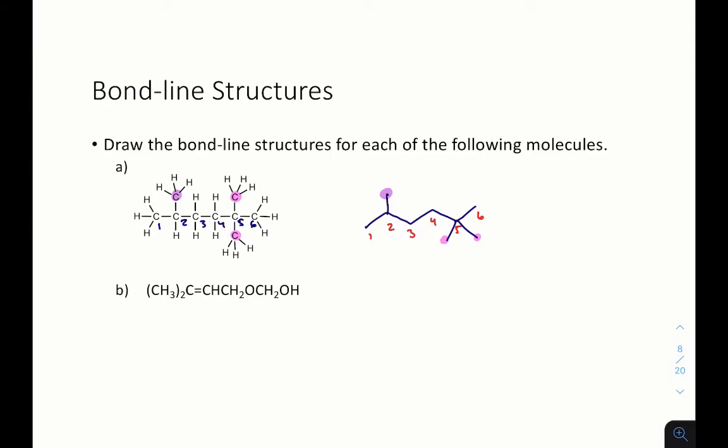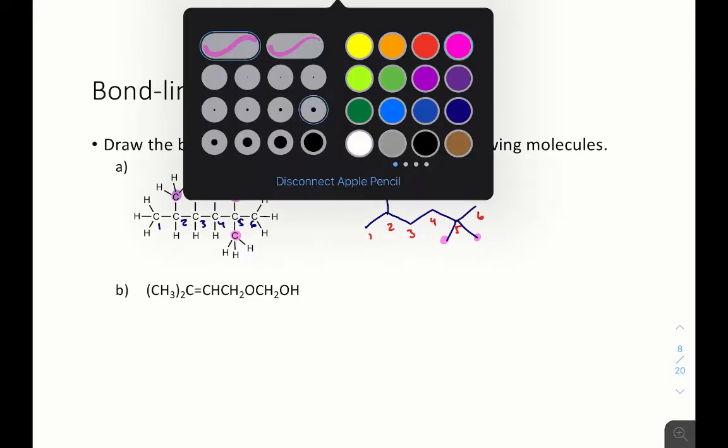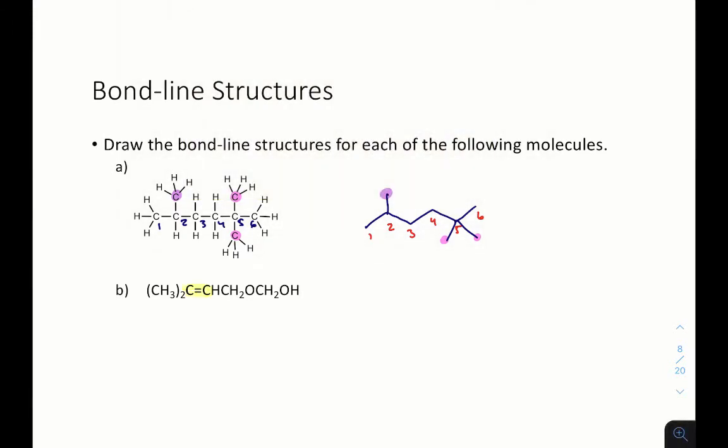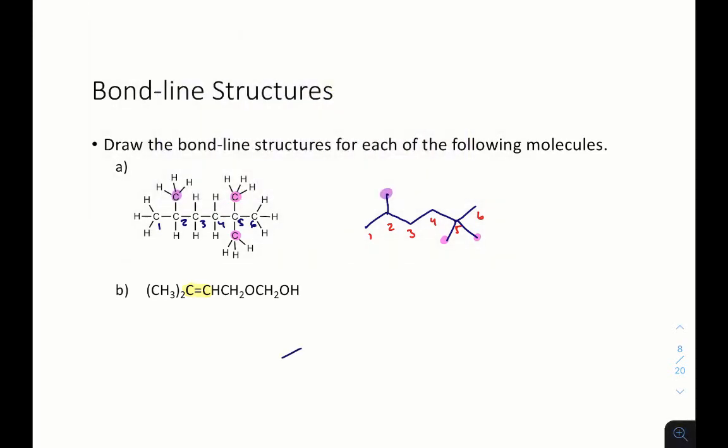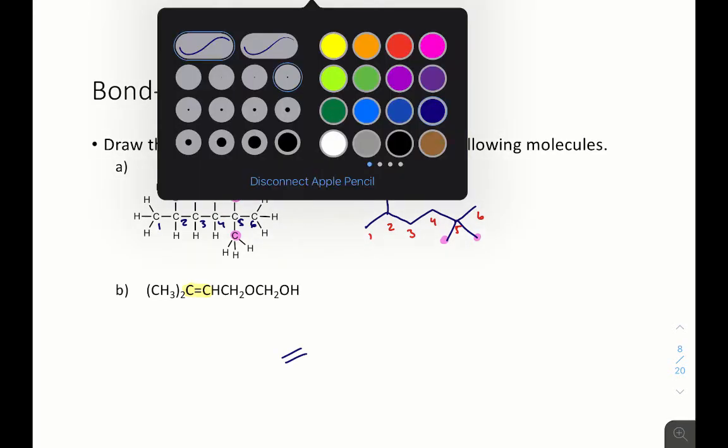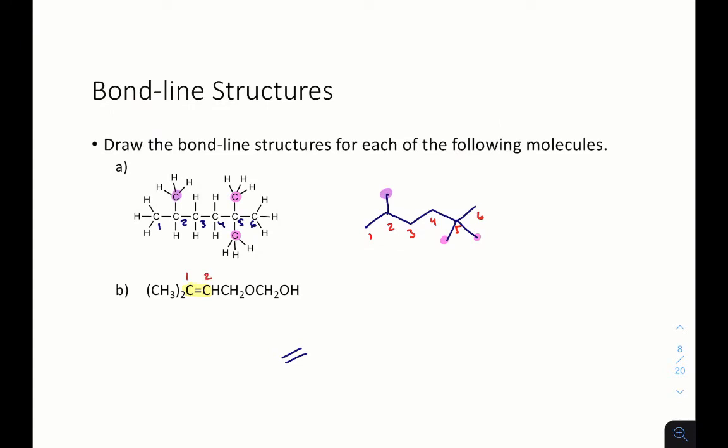Problem B looks a little bit harder, so maybe I'll take a different approach. I can definitely see I have a double bond between 2 carbons, so maybe I'll just draw that in first. So let's draw a double bond. And perhaps I should number my carbons as well. I'll number them carbons 1 and 2. On carbon 1, I can see there are 2 CH3 groups. So let's draw them. 1 of them, 2 of them.